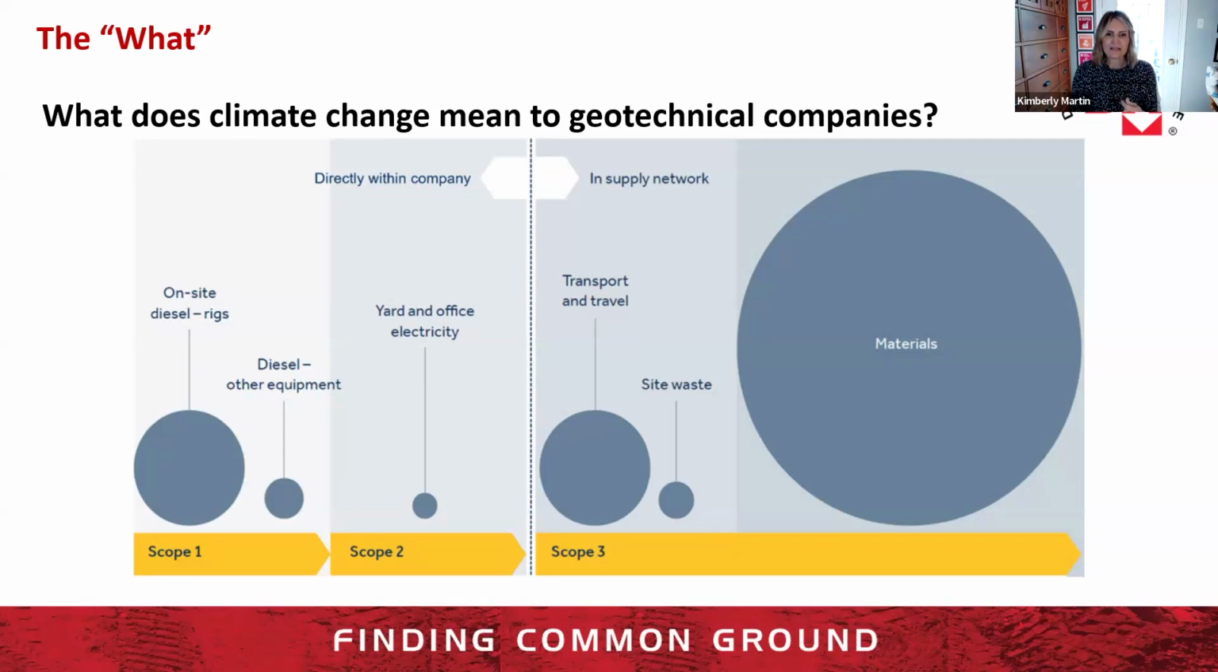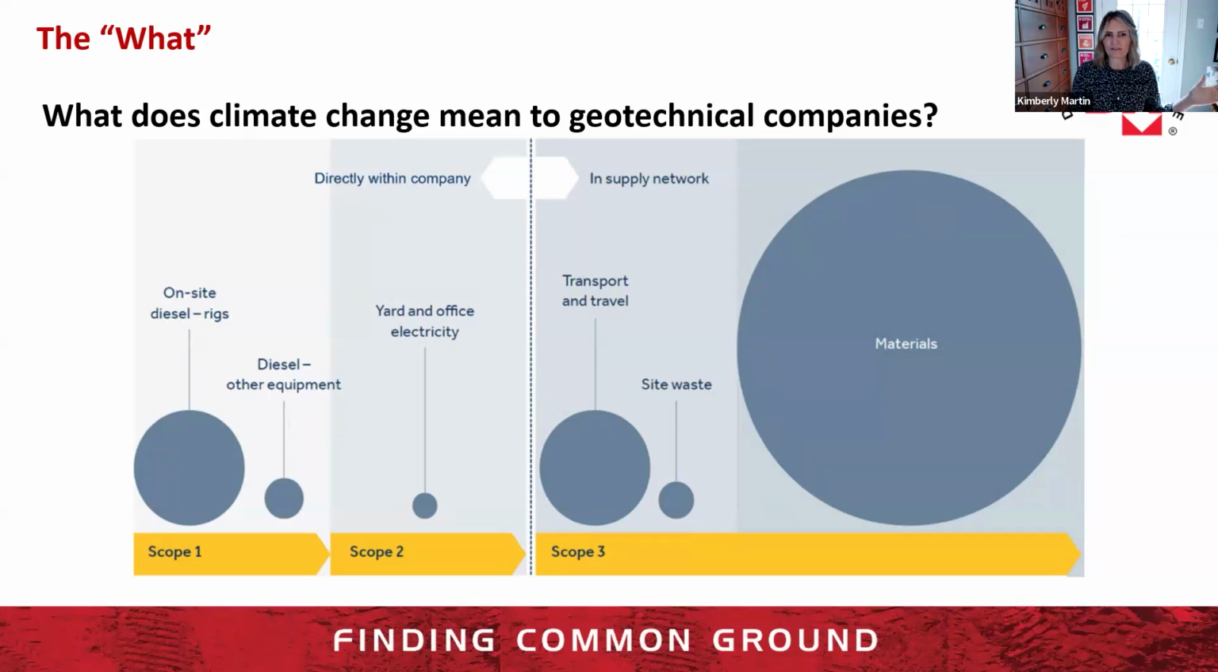scope 2. Then we look further down our supply chain, further into the emissions that we don't seemingly have a lot of control over, and those are called scope 3. Scope 3 includes transportation of people and equipment and materials and waste, but most importantly, it includes the emissions from the materials we use. So you can see on this infographic, it's likely our largest scope in the construction industry or the engineering design industry.